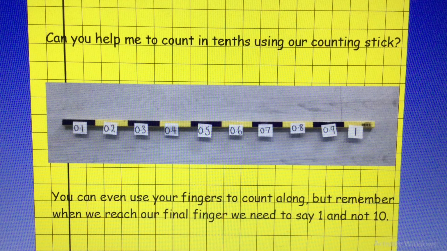Now if 0.1 is the same as 1/10, we can count in 0.1s, in tenths, on our counting stick the same way we did earlier with fractions. So count along with me. 0.1, 0.2, 0.3, 0.4, 0.5, 0.6, 0.7, 0.8, 0.9, 1.